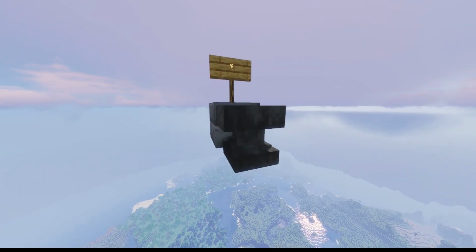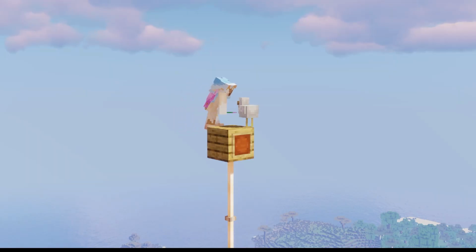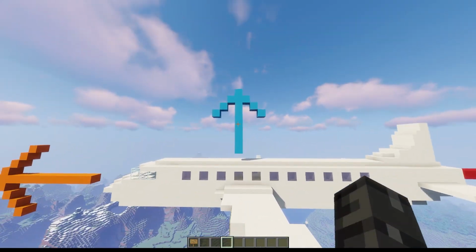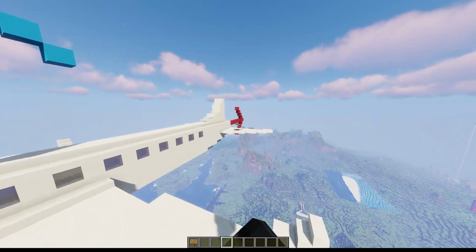So how do heavy things fly? Commercial airplanes and other types of aircraft weigh a lot, but still are able to fly in the air, so how do they do it? Well, there are four main forces that act on a plane in flight, and it's lift, gravity, thrust, and drag.